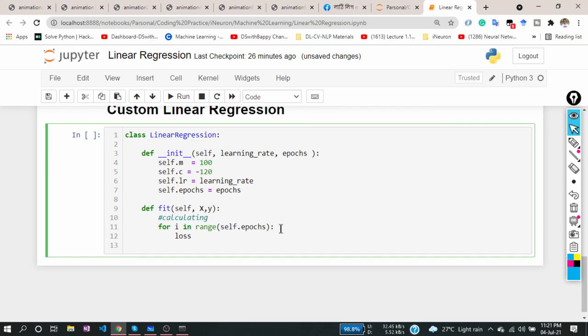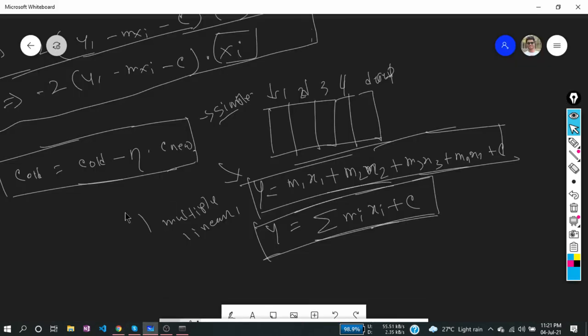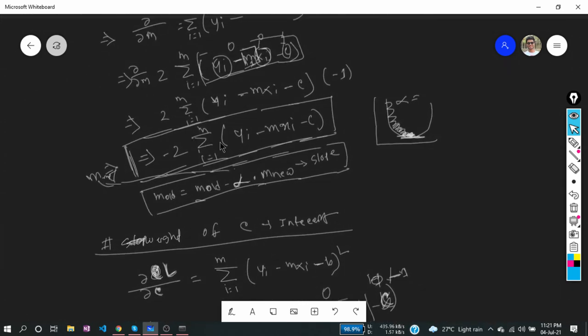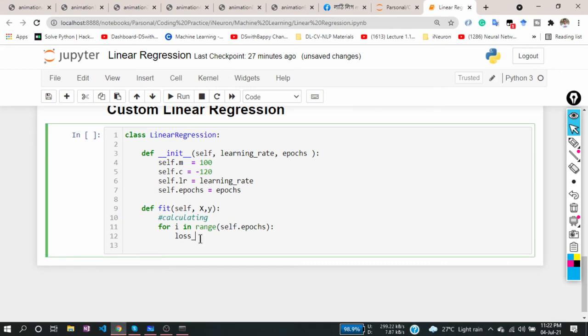Because you know, we are calculating what? If I go to the board, this is our first equation, right? So we are calculating m here. I have defined loss m. First of all, we have to calculate the m. So what is the m here?